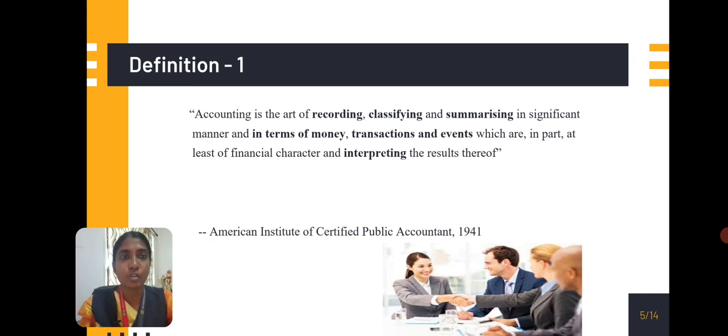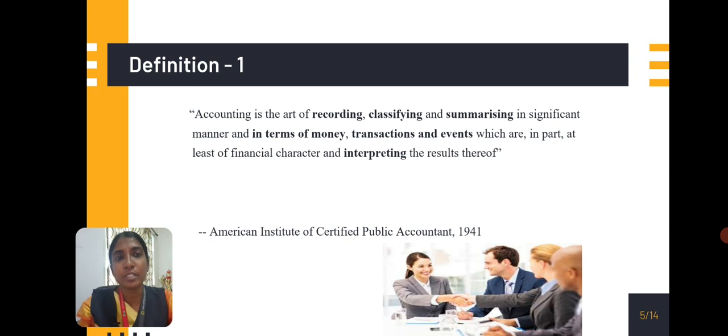Accounting is an art of recording, classifying, and summarizing in a significant manner and in terms of money. So, in accounts we speak only about monetary transactions. Non-monetary transactions will not be recorded in accounting. Only the monetary transactions will be accounted for and considered.